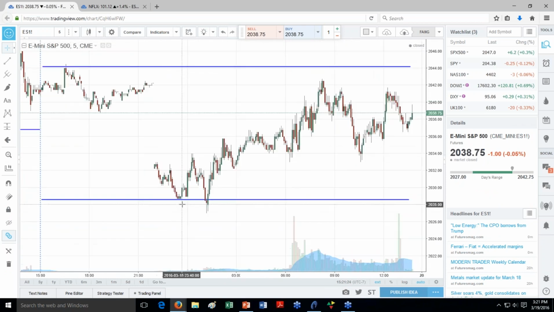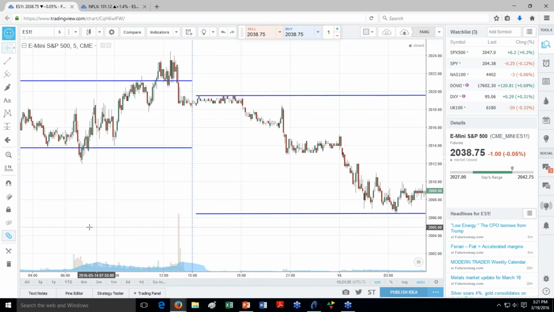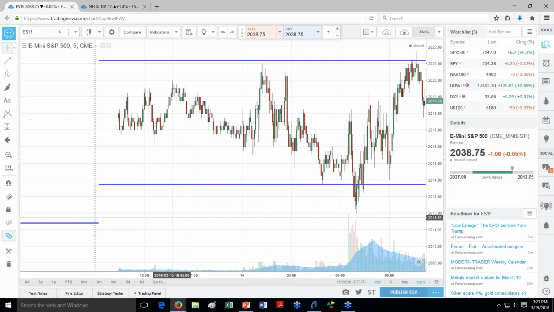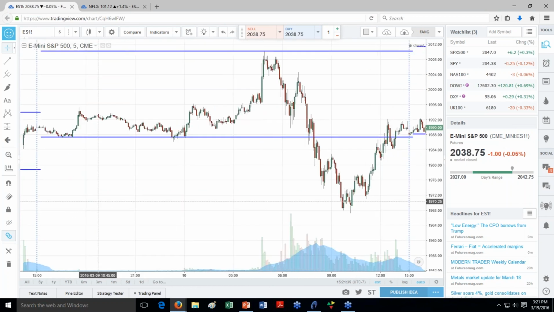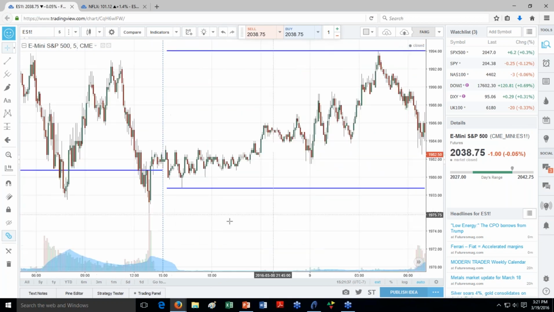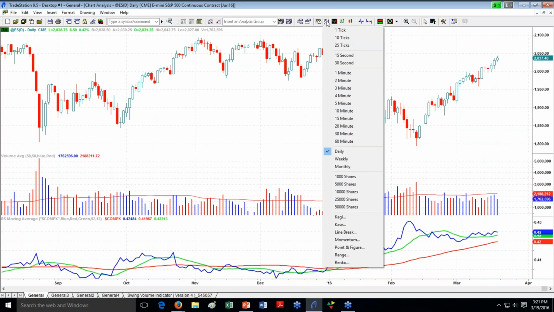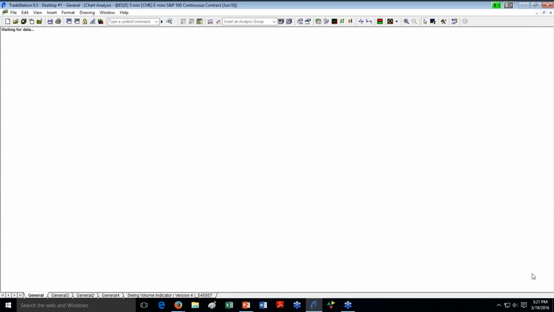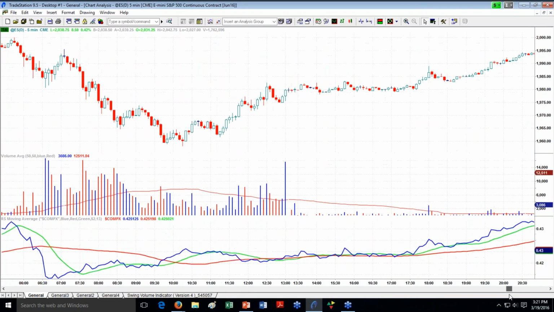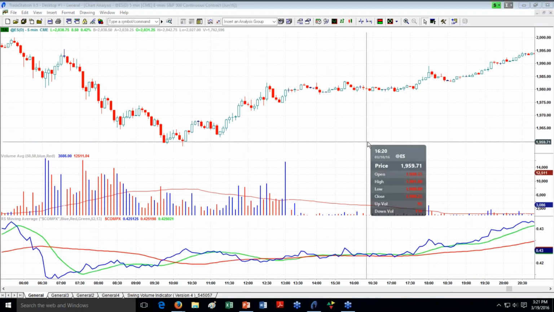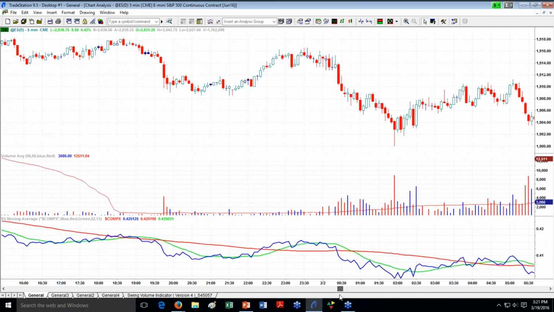So let's just see first the 12th. Yeah, but that was February 12th, right? I probably should use the TradeStation, would be easier. Okay, so this is March 10th.